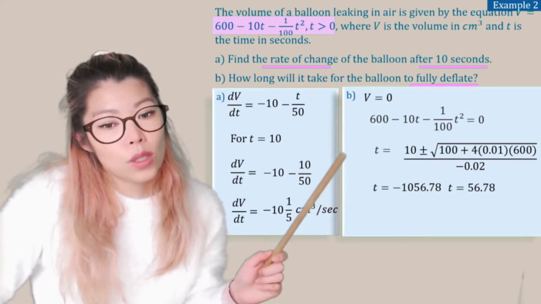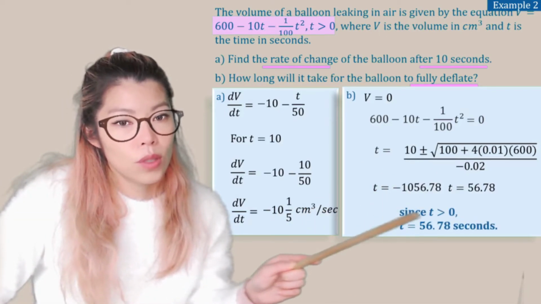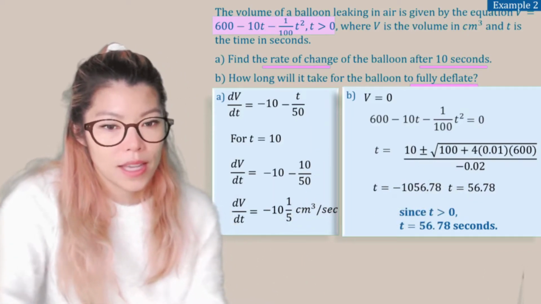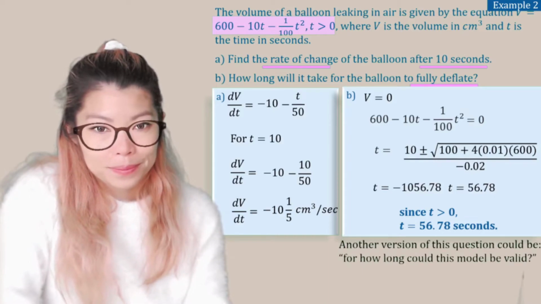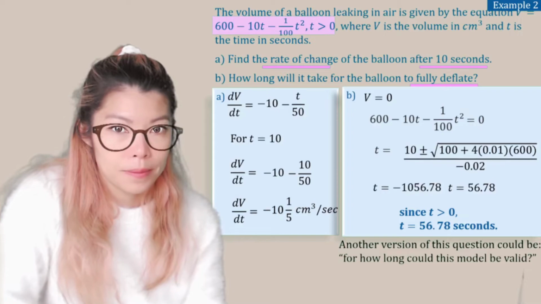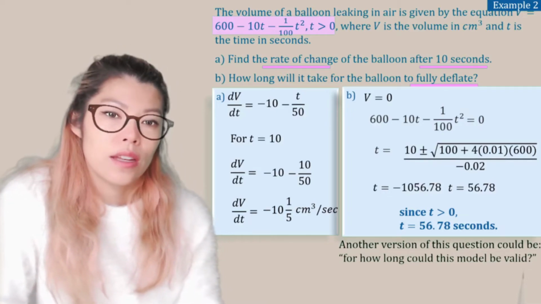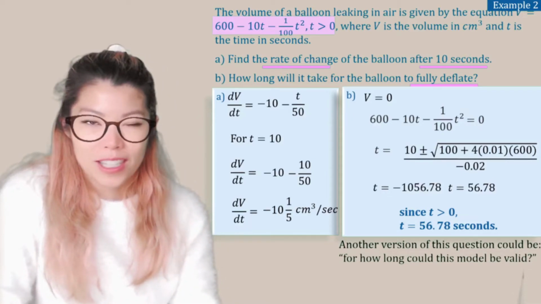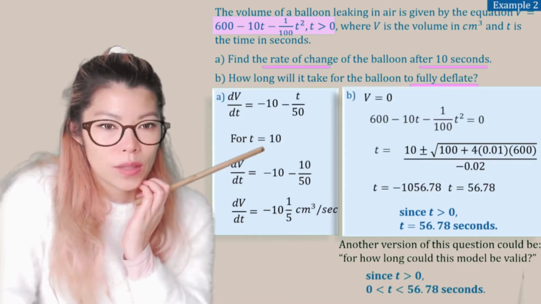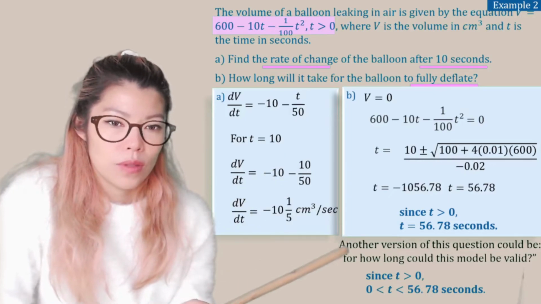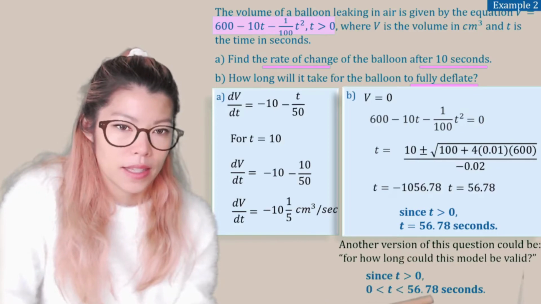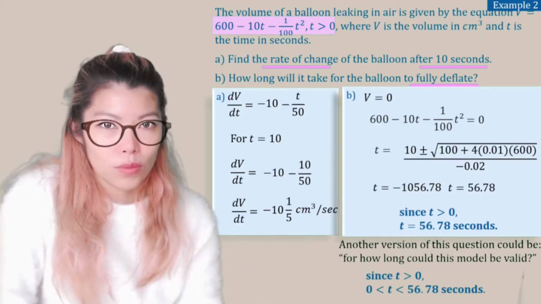And we know that time has to be positive. You have to put this statement there, t is greater than 0, therefore t must be 56.78. Another version of this question could be, for how long could this model be valid? So read the question and notice that we are always asking pretty much the same thing. If the question was asking for how long this model could be valid for, then you would say between 0 and 56.78 seconds, because that's when the volume reaches 0.